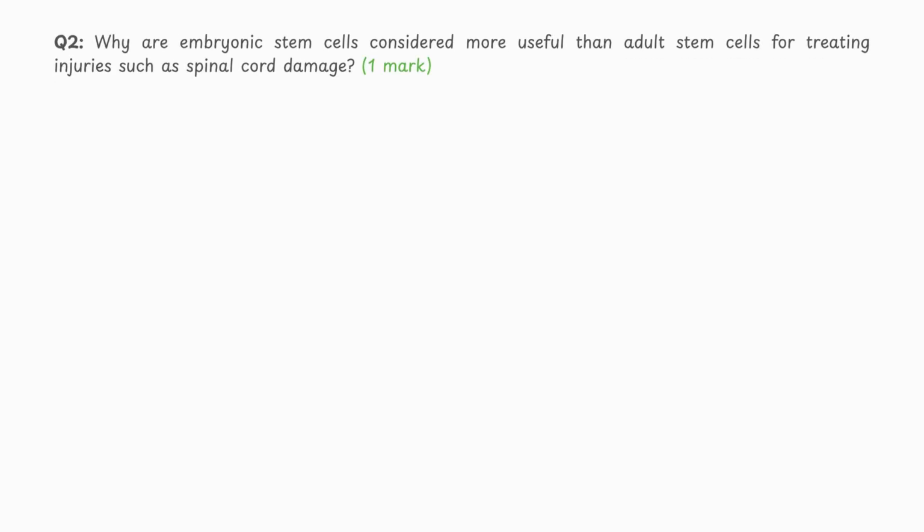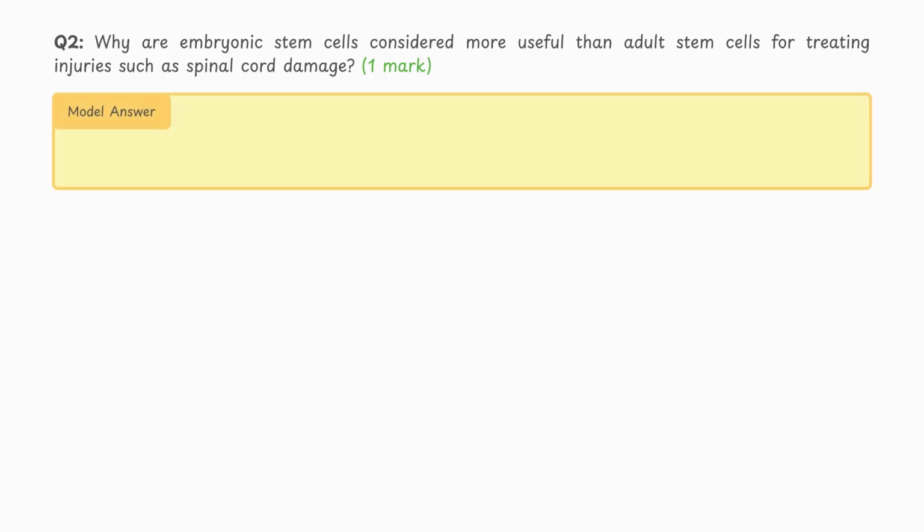The next question is: why are embryonic stem cells considered more useful than adult stem cells for treating injuries such as spinal cord damage?